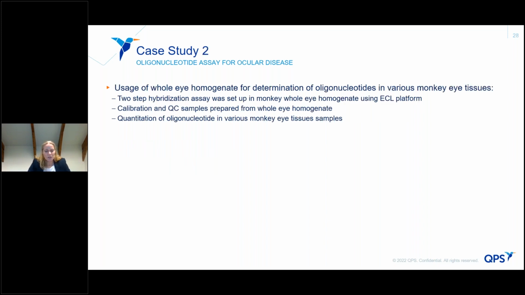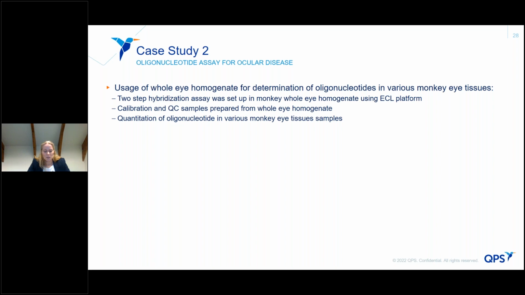If we go to our second case study, we set up an oligonucleotide assay also for nuclear disease, but a slightly different one. And what we did is we used whole eye homogenate for the determination of oligonucleotides in various monkey eye tissues. We wanted to know if you could use the whole eye tissue homogenate as an alternative for all the individual eye tissue homogenates.